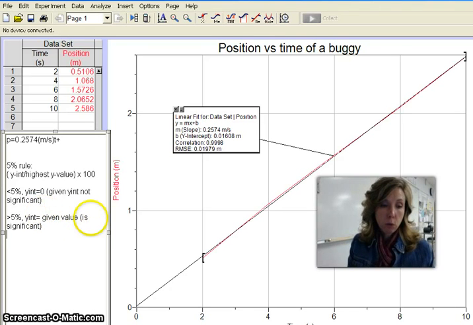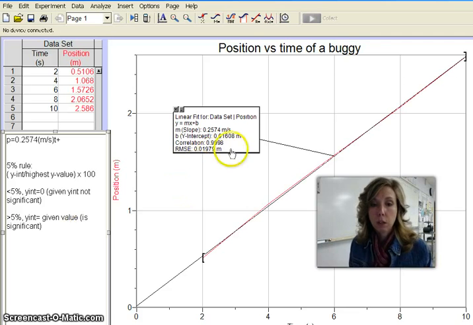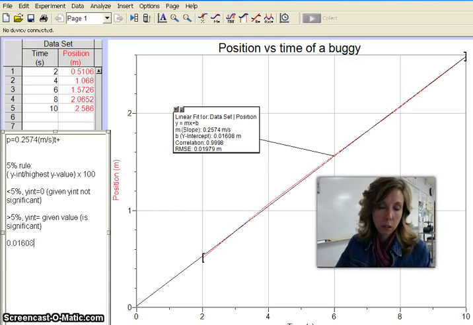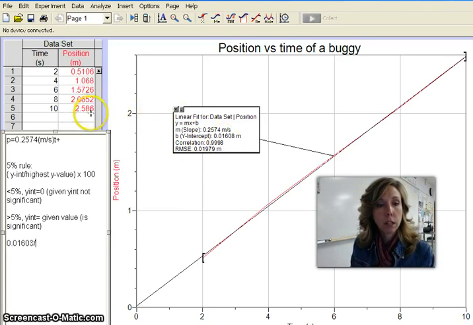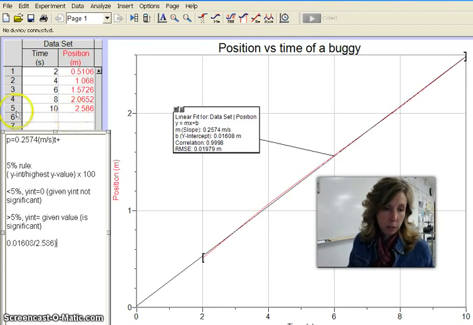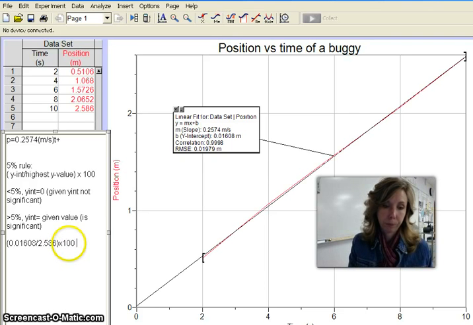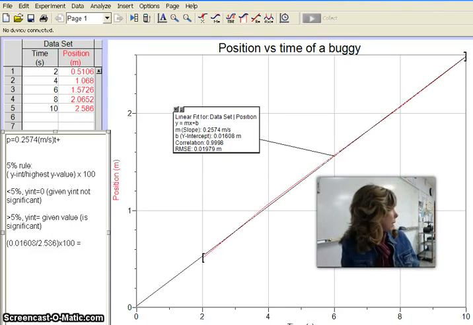So I'm going to run the 5% rule with this particular example. My y-intercept is 0.01608, and I need to divide that by my highest y value. So I can go here to the data table, and I can see that in my y column, my highest y value is 2.586. And again, once I get that number, to turn it into a percent, to evaluate it, I'm going to take it times 100. So let me grab my calculator.